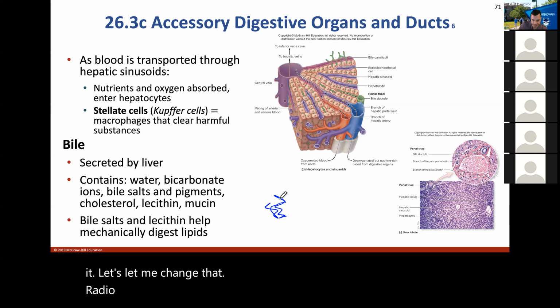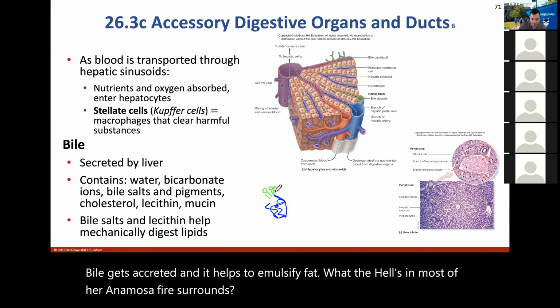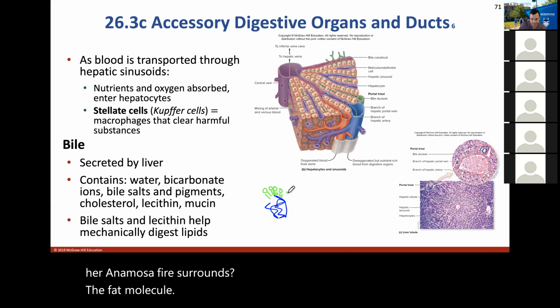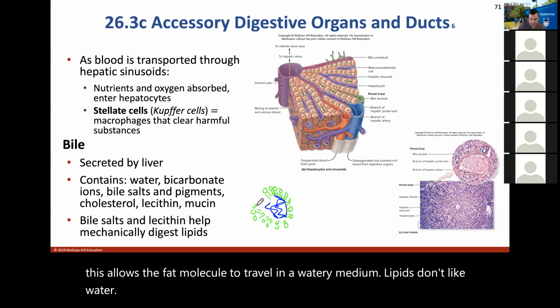Okay, so here's my fat. Bile gets secreted, and it helps to emulsify fat. What is an emulsifier? Well, an emulsifier surrounds the fat molecule. Lecithin. This allows the fat molecule to travel in a watery medium. Lipids don't like water, so I put them in this little bubble.